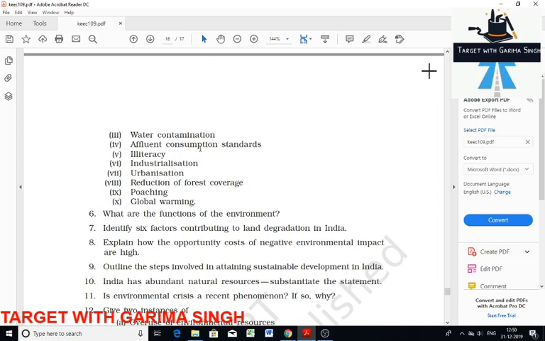Affluent consumption standard. With an affluent consumption standard, people use more air conditioners. CFCs are used as a cooling agent in air conditioners, which leads to ozone depletion, and CFCs are used in refrigerators also. Illiteracy and ignorance about the use of non-renewable resources and alternative energy sources lead to environmental crisis.